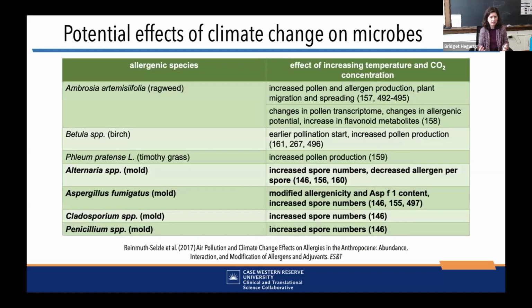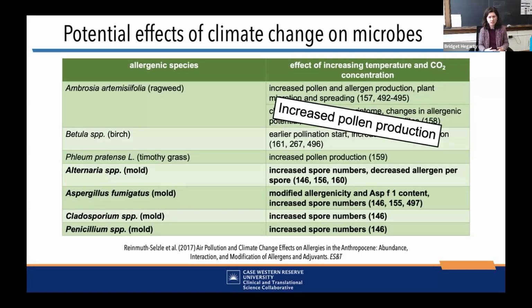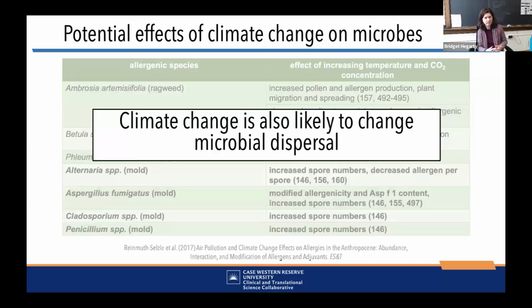And there's lots of other ways that climate change can affect microbes. I'm not going to go through all of these examples, but I put this up to show that there are many different ways that climate change might increase pollen production, which can lead to harmful negative health impacts, as well as lead fungi to actually increase their spore production. In addition, climate change is also likely to increase microbial dispersal. All of these are obviously potentially problematic for anyone who has allergies.